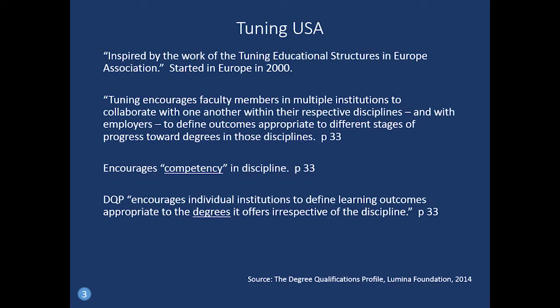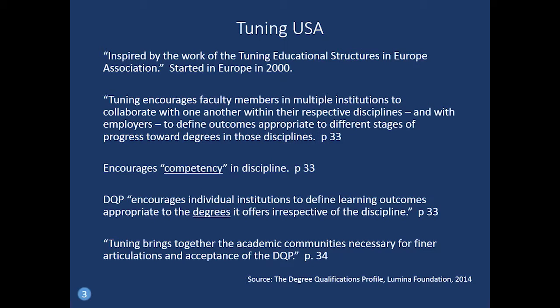And what it does, it encourages faculty members in multiple institutions to collaborate with one another within their discipline, and also working with employers in order to define outcomes that are appropriate to the different stages of progress toward a degree in those disciplines. So you can see a little connection being made now between tuning and DQP. But notice too that tuning uses the word competency. The DQP uses the word proficiency. And the DQP, which encourages individual institutions to define learning outcomes appropriate to the degree it offers, is irrespective of the discipline. So tuning is discipline specific, the DQP is broader than that.